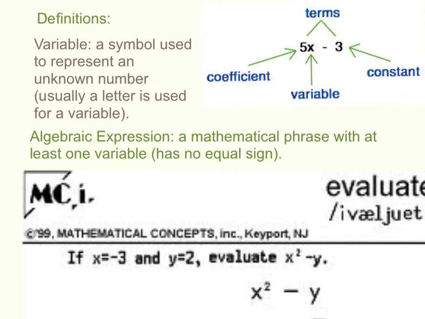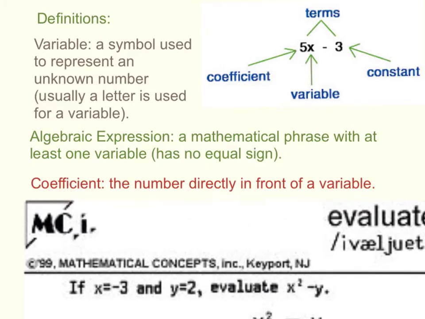An algebraic expression is a mathematical phrase with at least one variable. An expression has no equal sign. Please take a moment to pause this video and write down the definition of an algebraic expression. A coefficient is the number directly in front of a variable. Please take a moment to pause this video and write down the definition of a coefficient.